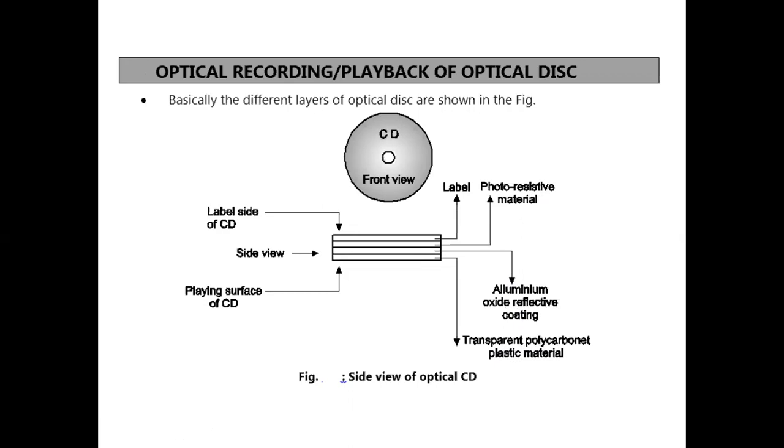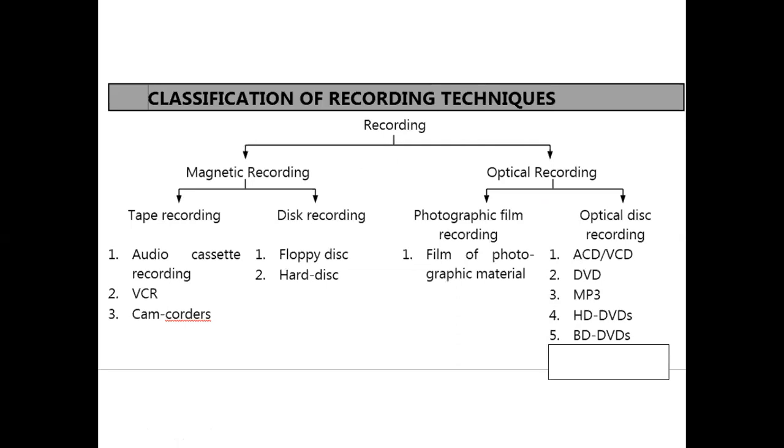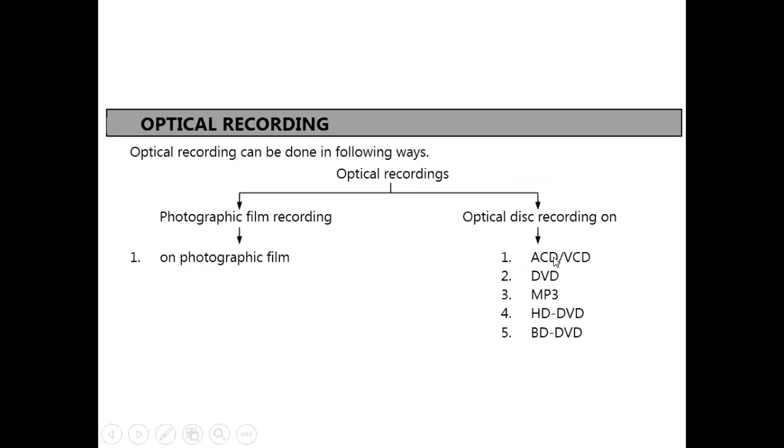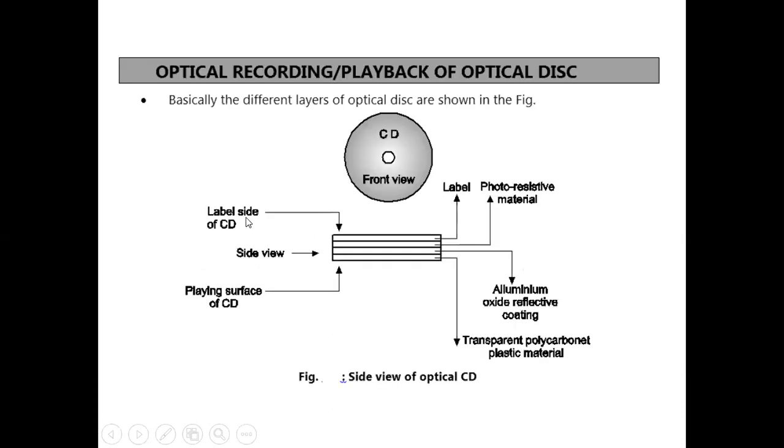The most important part in this optical disc is where the data is recorded. Optical recording always uses digital data. Analog data is not allowed. We have already discussed in this classification that whether it is audio cassette, video cassette, or camcorders, both analog and digital data can be recorded, but in optical recording there is no option of recording analog data. So analog data is always converted into digital.